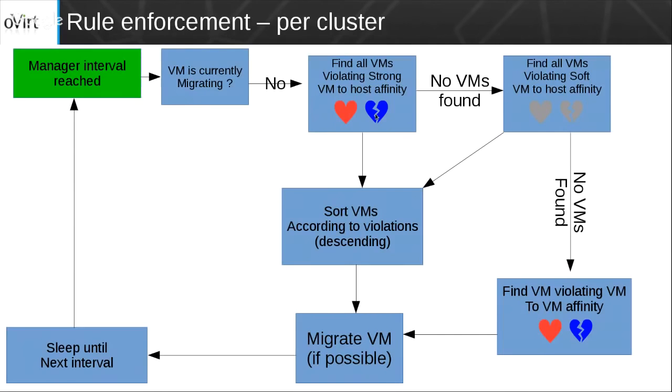In case we found a VM that is violating VM to host affinity, either it's strong or soft, we sort these VMs according to the number of violations, as we demonstrated earlier on. After sorting them, we take the VM with the most violations and try to migrate it by the order. And again, if we didn't find any VM to host affinity groups violation, we try to migrate VM that is violating VM to VM affinity. After we've done that, we sleep until the next interval and start the whole process again.